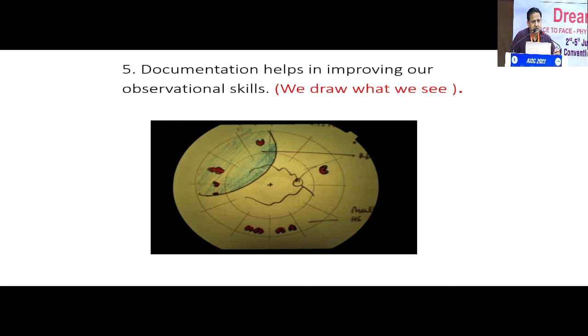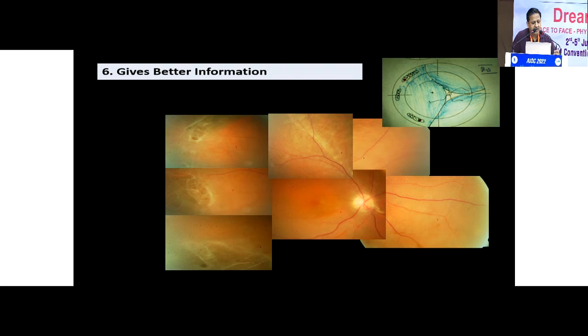There are more uses. The documentation or these fundus drawings help in improving our observational skills, because we draw what we see, right? So we observe those things and we draw. And what we have learned is the more you draw, the more you observe, right? And more lesions you will pick up slowly if you are making a proper drawing. So it also helps in improving our observational skills. And it gives better information, even better than what fundus photographs sometimes give you, right?